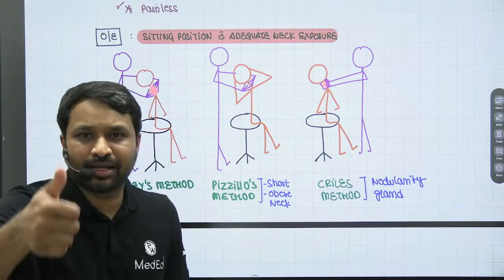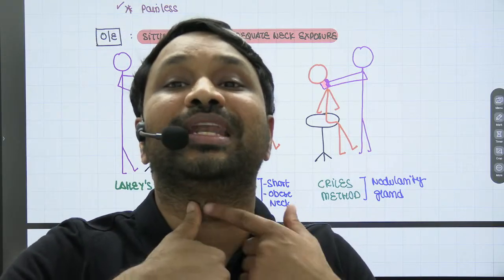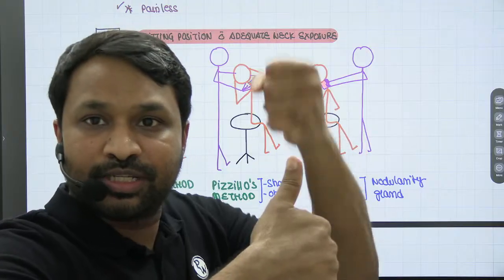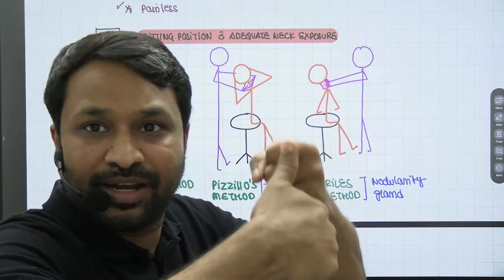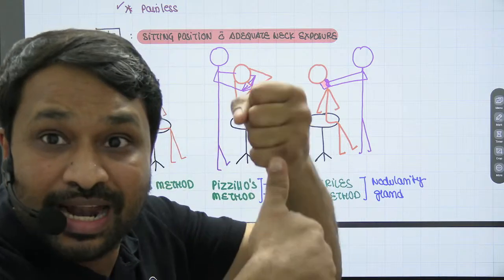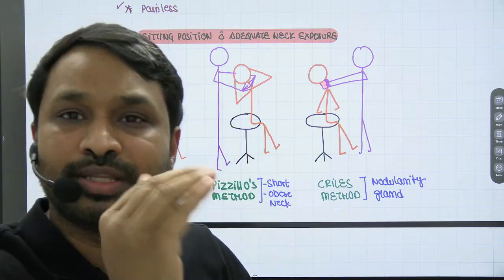In Crile's method, you keep the thumb like this and ask the patient to swallow. When the patient swallows, the gland moves. You put your thumb here, this is the gland. When the patient swallows, the gland is going to move up and down. You put your thumb, and when the gland moves up and down, it will rub against your thumb. Don't move your thumb. Thumb is here only. The gland is going to move up, down, up, down. So you will know whether the gland is smooth or there is nodularity.